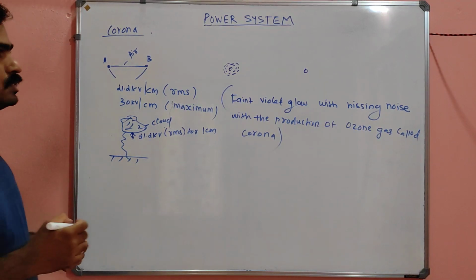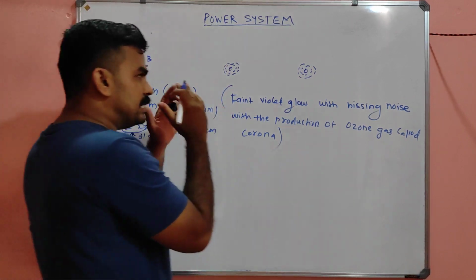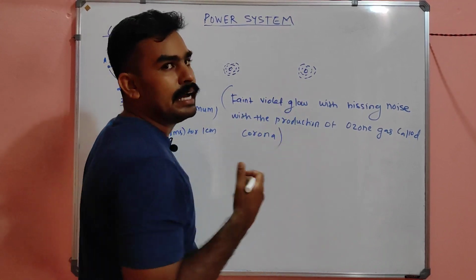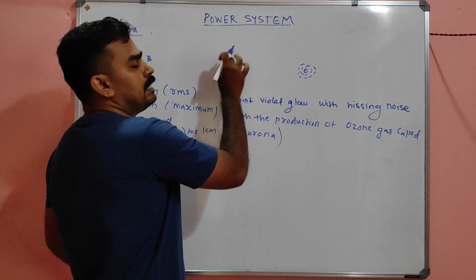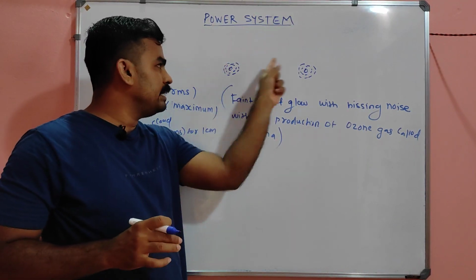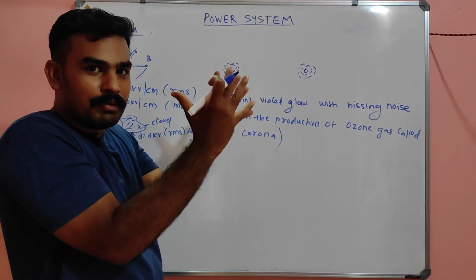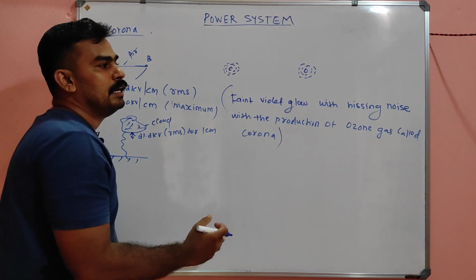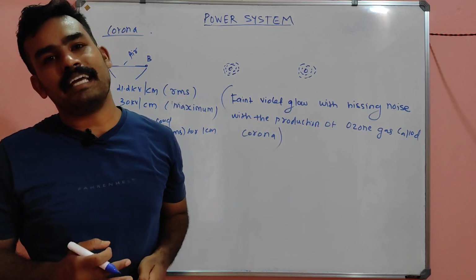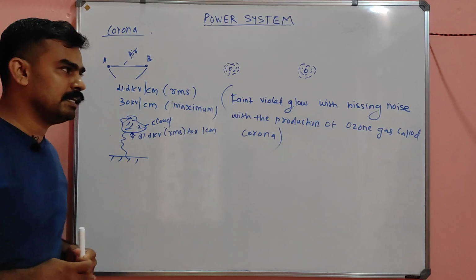So what is corona? For a high voltage transmission line, if certain conditions are satisfied, that I will tell you, then around the conductor, my dear, you can see a violet glow around each conductor. That means each conductor starts glowing, and there will be a hissing noise also, with the production of ozone gas, or ionized ozone gas. That is called the corona.